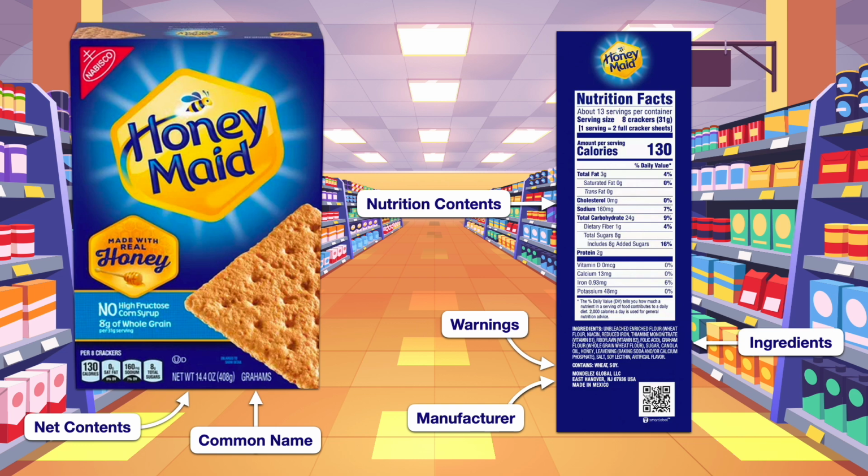The manufacturer's name and address appear just in case there's an issue with the product that needs to be traced back to the source. There are warnings that the product contains wheat and soy, so those with sensitivity or allergies can avoid it. The ingredients are listed in descending order by weight, meaning the ingredient listed first appears in the highest quantity. Lastly, the nutrition contents are listed within the Nutrition Facts panel. The FDA mandates all of these items. Food labels can also include voluntary information, such as the nutrient claims no high fructose corn syrup and 8 grams of whole grains per 31 gram serving.